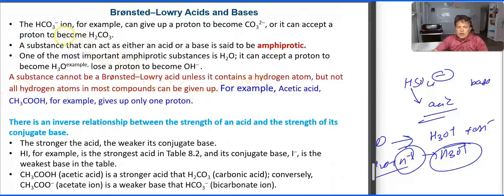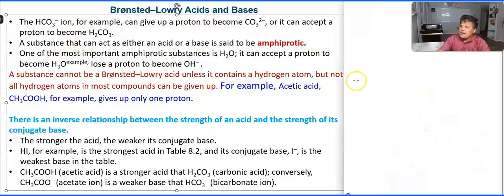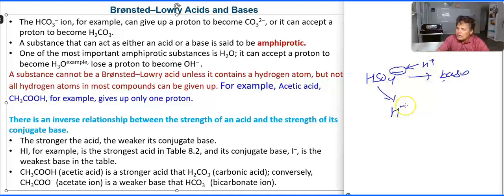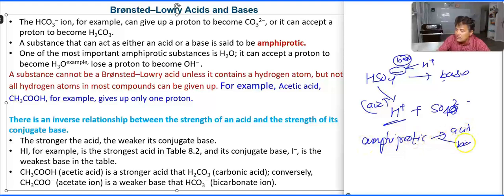So now, the HCO3 minus ion, for example, can give up a proton to become CO3 2 minus, or it can accept a proton to become H2CO3. A substance that can act as either acid or base is said to be amphiprotic. So we discussed that HSO4 minus is a base also because it is negatively charged, and it can accept H plus. And it can give you hydrogen, H plus plus SO4 2 minus. That's why it is an acid. A substance which is both acid and base is amphiprotic.